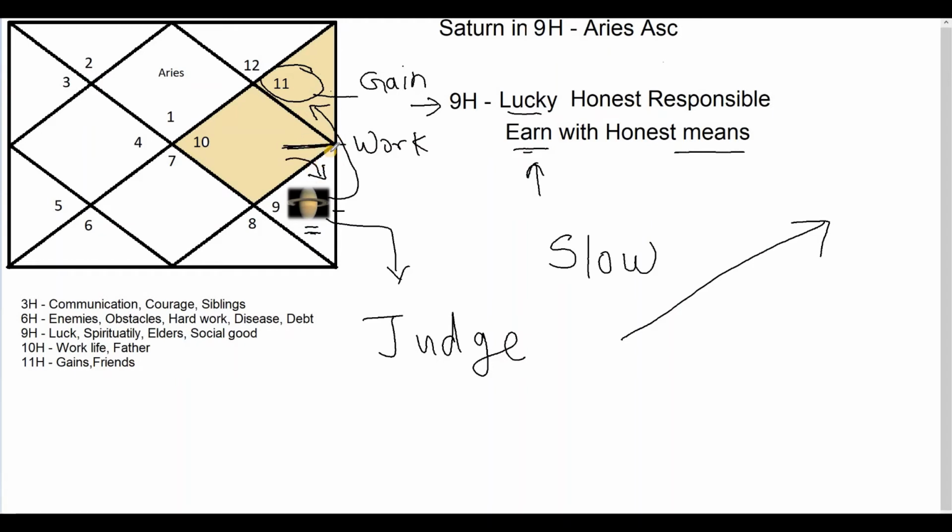So in technical terms, it is known as 12th from its own house. So though ninth house is a very lucky house, the lord of ninth being 12th from itself can cause some initial delays. However, you don't need to worry. Just keep on doing what you think is the right path, and this Saturn will reward you like anything.